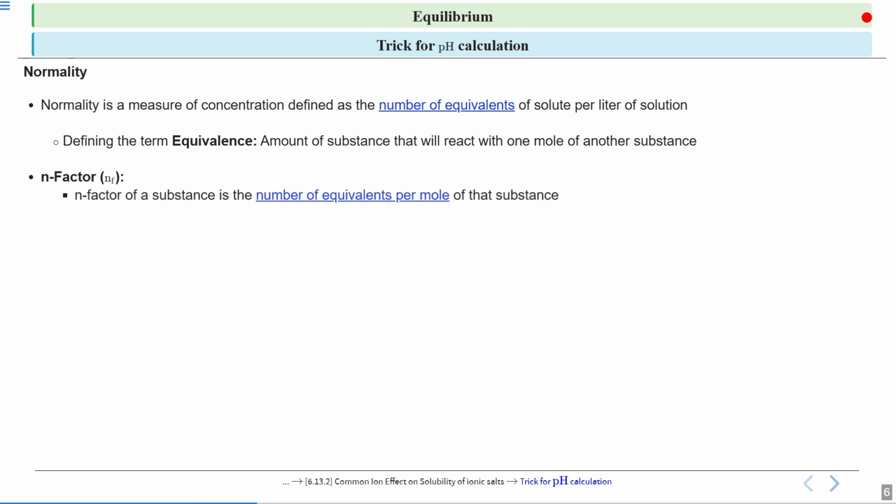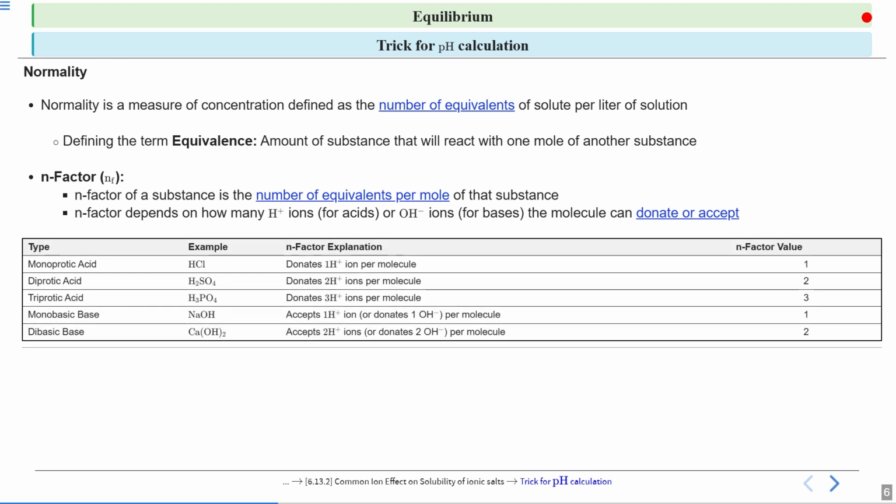Now, how do we define this n factor? It is the number of equivalents per mole of that substance. So basically here we are defining it in terms of per mole. In terms of an acid-base reaction, we will consider how many H plus and OH minus your given molecule can donate or accept. So that will be the n factor. How? Let's take some examples here.